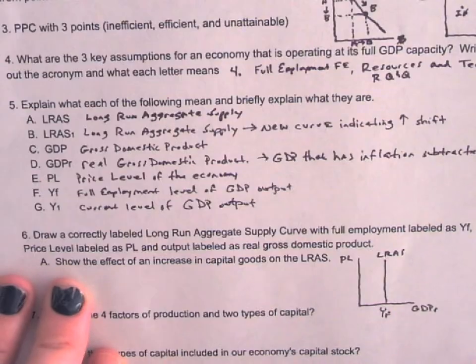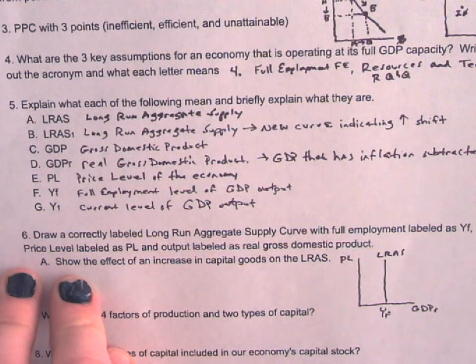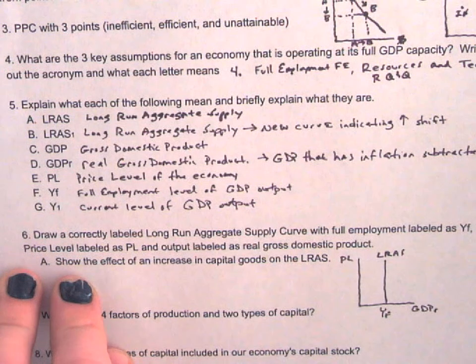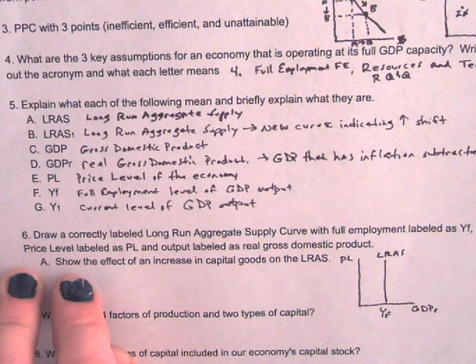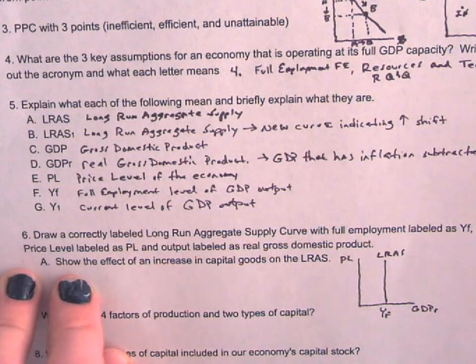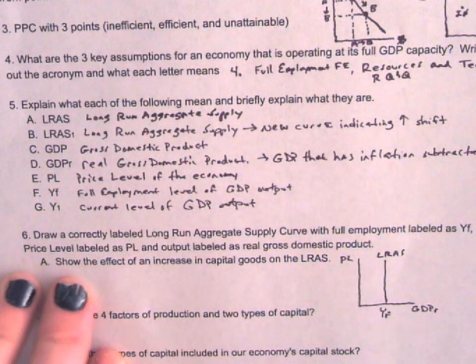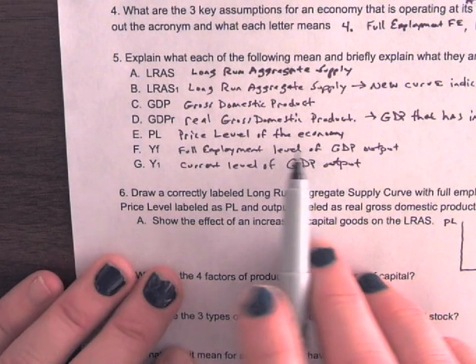So if simply prices have gone up, that doesn't mean we made 10 more cars. If we made 10 cars this year and they cost 100 grand, and we made 10 more cars next year and it looked like 120 grand, did we make more cars? No. They just had a higher price. So that's the difference between GDP, which is nominal, and real GDP, which has inflation subtracted.